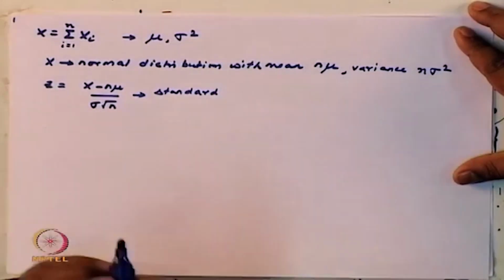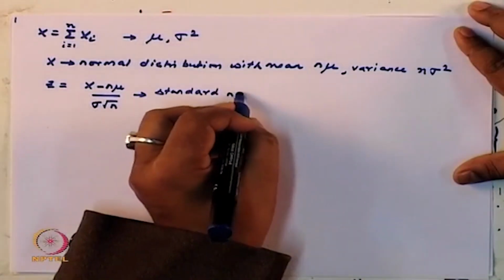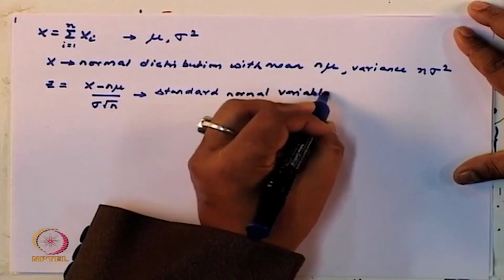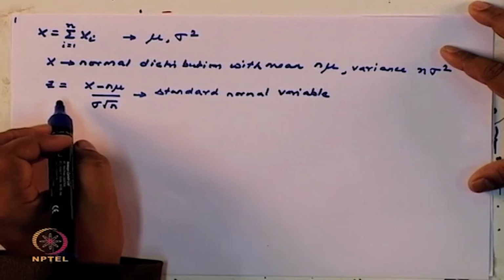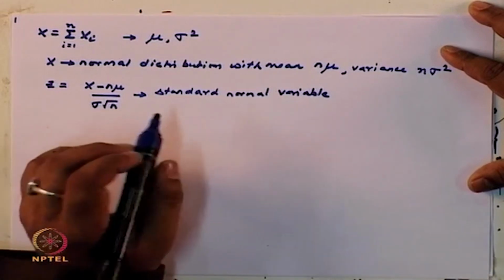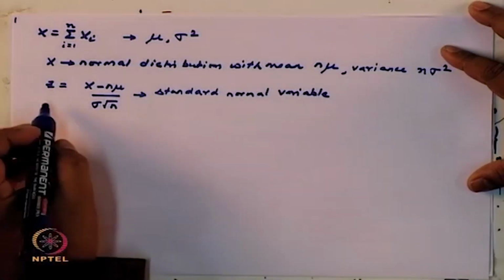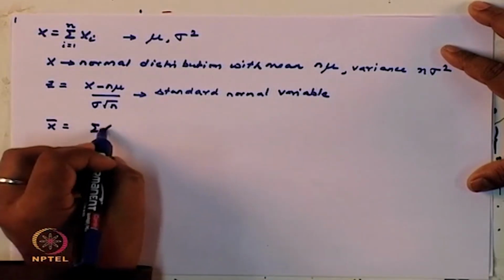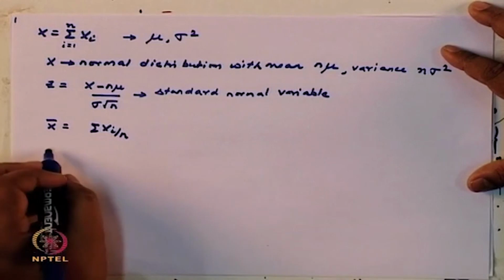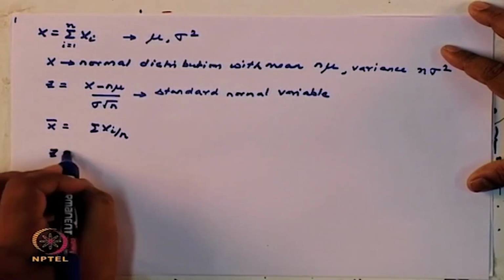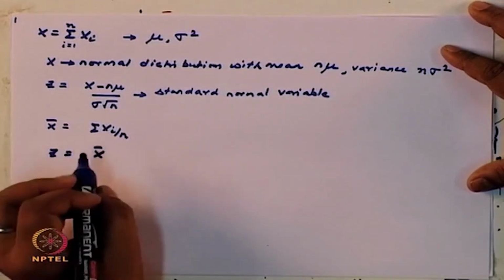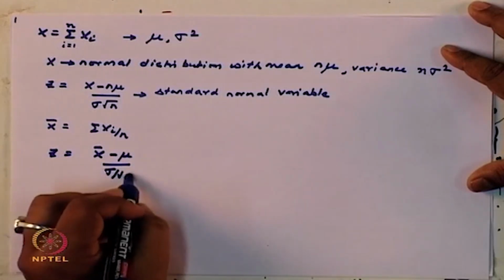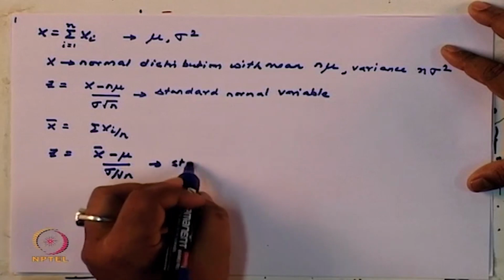Z gives us a standard normal variable, which means its mean is 0 and its variance is 1. Similarly, if I define X bar as the simple arithmetic mean, summation Xi by n, then we have found that Z defined as (X bar minus mu) by sigma by root n is a standard normal variable.